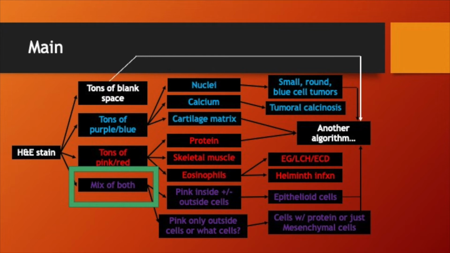So again, we're looking at this slide. We need to know what we're trying to find out. The next thing we ask under that algorithm is, is there pink inside and outside the cells, or is there pink only outside the cells? Or what cells? Not meaning that there's no cells, meaning that you can't tell where the cells start and stop. So there's lots of nuclei, lots of pink, but you can't tell, is that pink actually inside the cell or is it actually outside the cell? Where does one cell stop and start? That's what I mean by what cells.